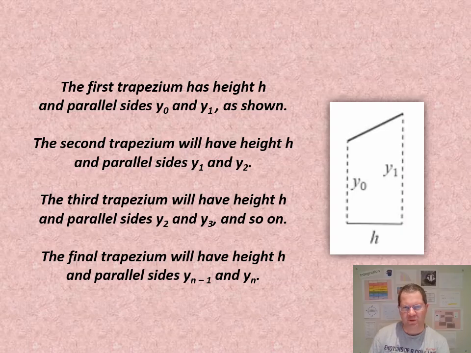So the first trapezium would have a height of h and parallel sides of y0 and y1 as shown. The second trapezium would have the same height, h, and parallel sides y1 and y2. The third trapezium would have the same height but parallel sides of y2 and y3 and so on, with the final trapezium having a height of h and parallel sides yn-1 and yn.